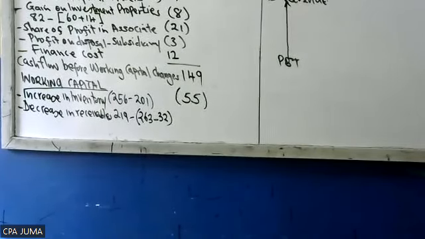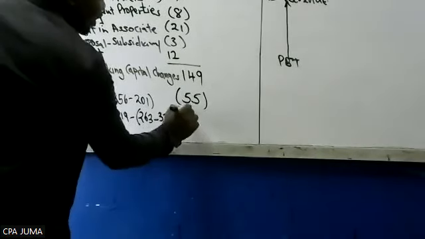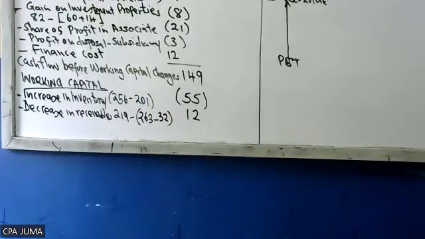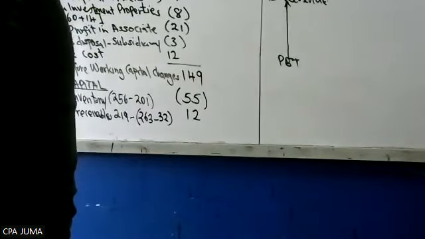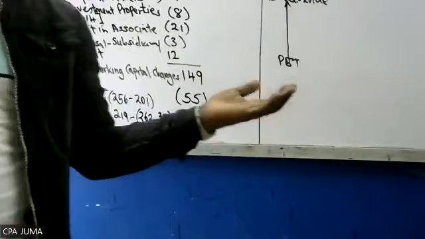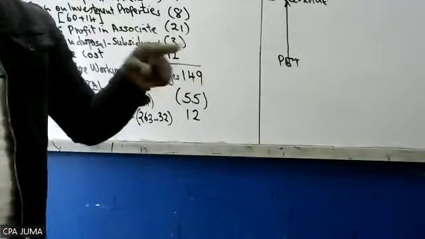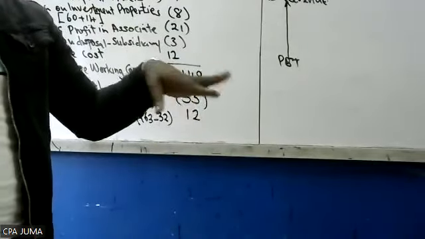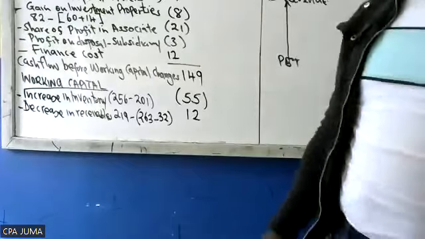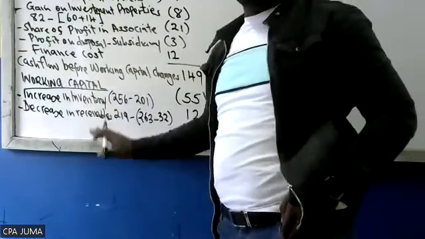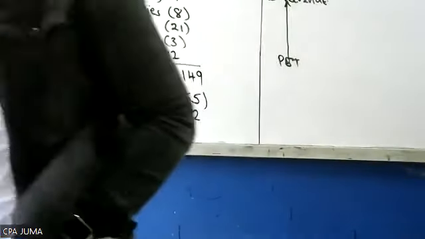Yeah. It's a decrease of 12. So the 12 is positive. When receivables decrease, when you receive from the debtors, debtors ikipungua, it means credit control are working, they are calling customers, wanalipa. So yes, customers are paying. A decrease in debt means they are paying. So I hope that is clear.